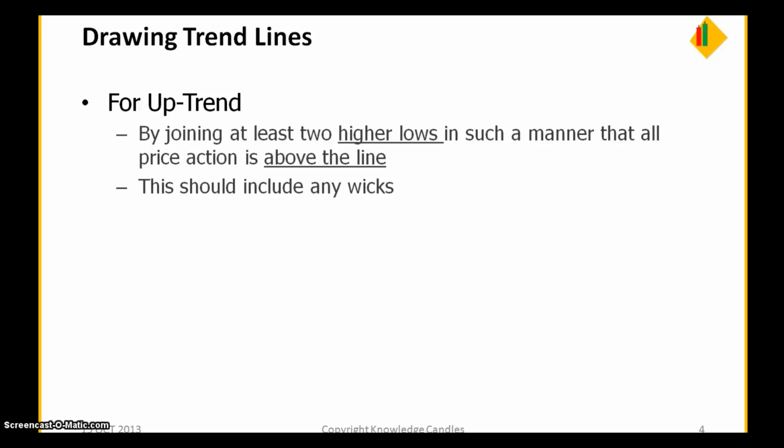Some people draw trend lines using only the candle bodies and they ignore wicks. I personally don't like that. I'm a big fan of using the entire price action using wicks. And the reason for that is wicks are formed for a reason. Wicks are formed because at those points there has been price action. There have been trades which form the wicks, and therefore you cannot ignore them.